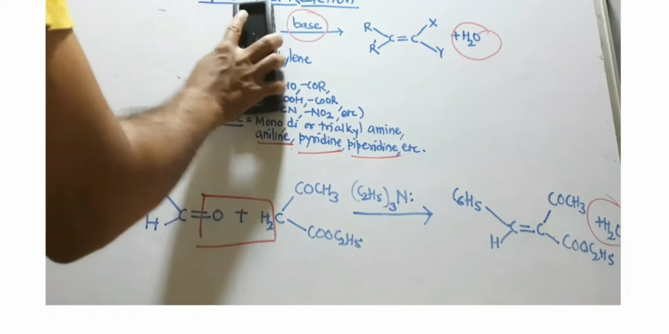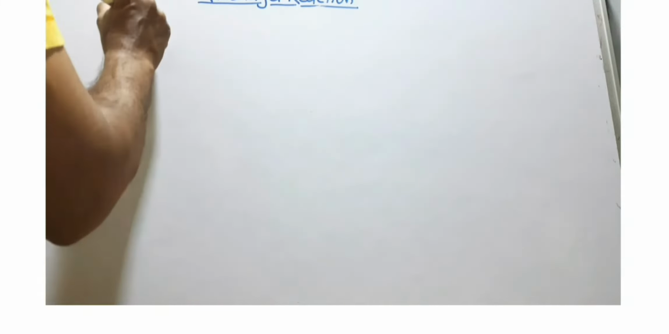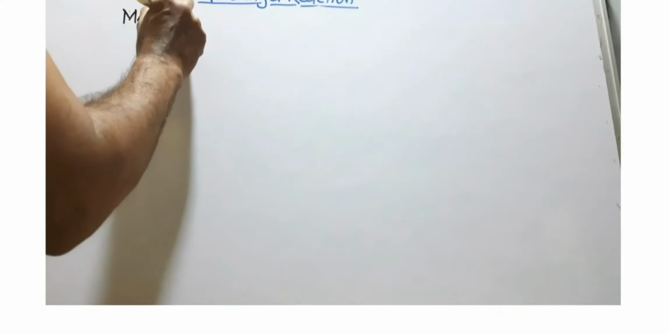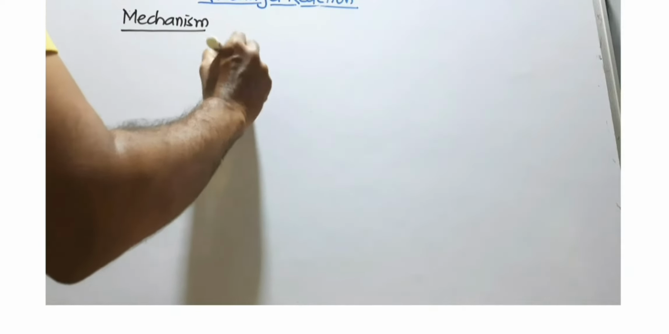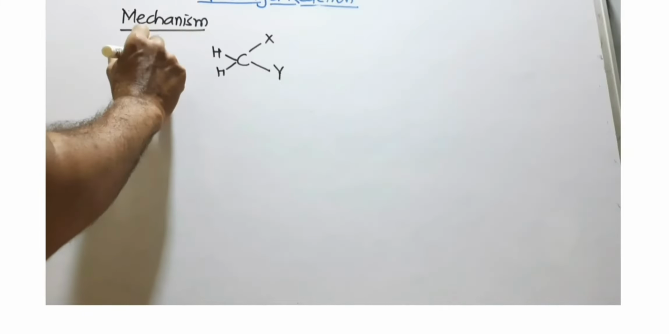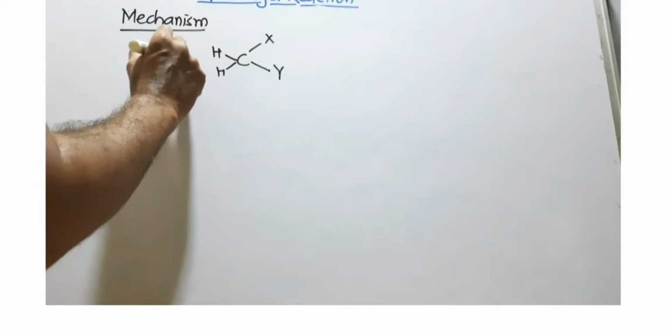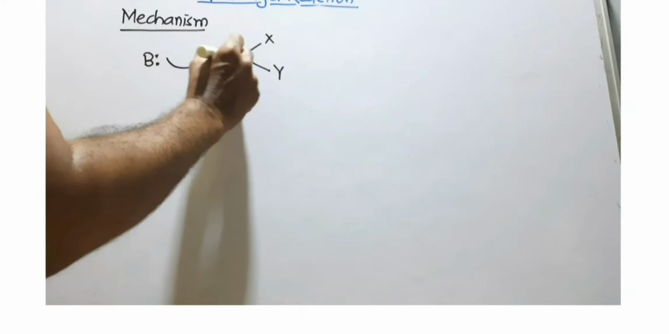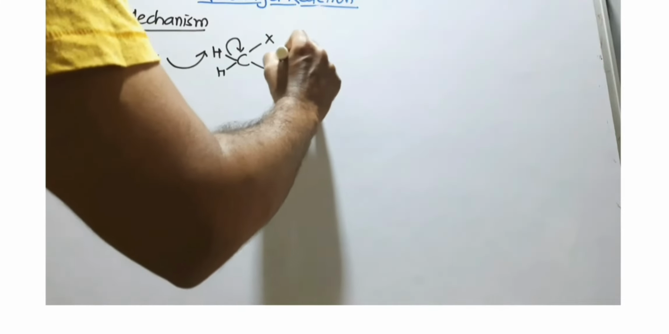Now we are going to discuss its mechanism. When we discuss its mechanism, we have to discuss certain steps. And what is the first step? I'll write here the mechanism first of all. I need here an active methylene compound, X and Y I am taking, and here I need a base. So there is this acid base reaction. The base will abstract this proton, this will go on the carbon. So this is the acid base reaction, the first step.